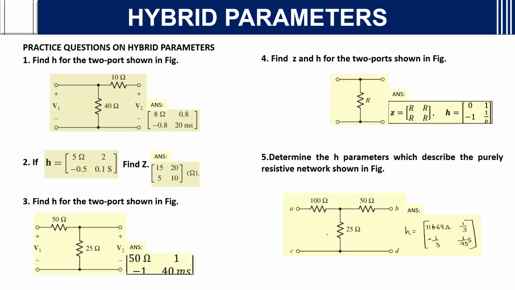So these are the practice questions on hybrid parameters. I have given some 5 questions. All are simple. These types of questions I have solved. This also I have solved. This kind of question I solved for the transmission parameters, so you can check with that. This type of question I also solved for the previous parameters. So please try them. They are easy.